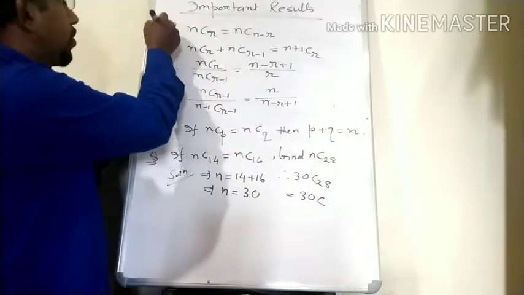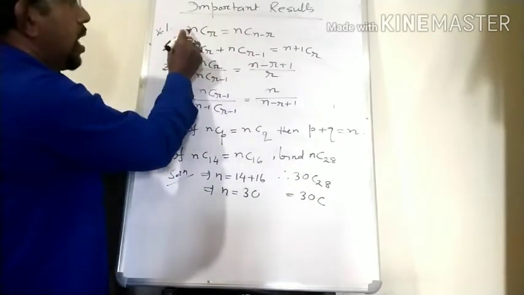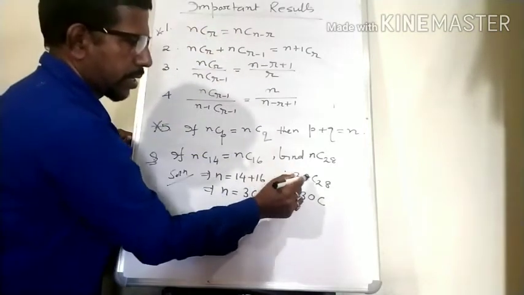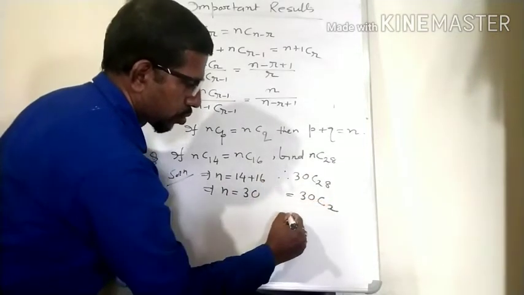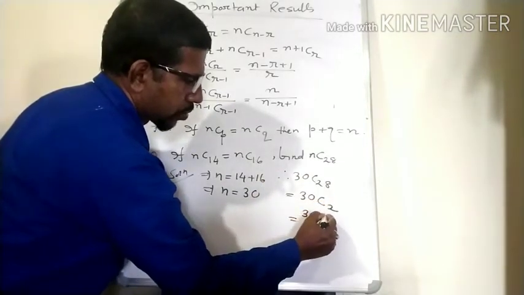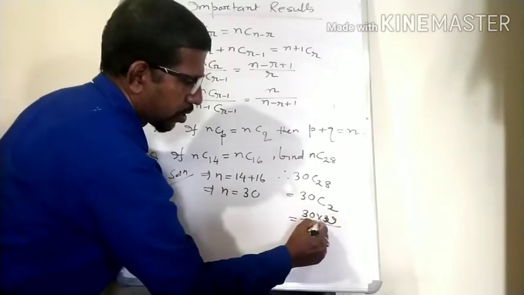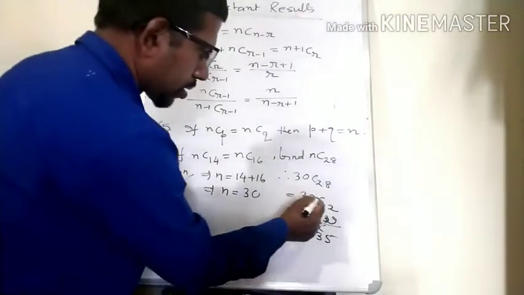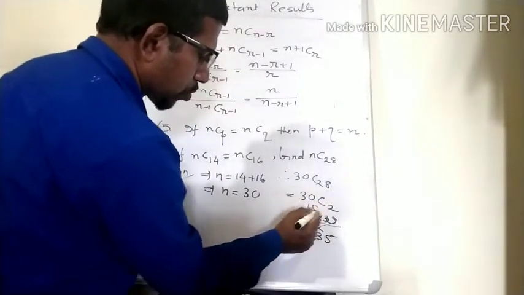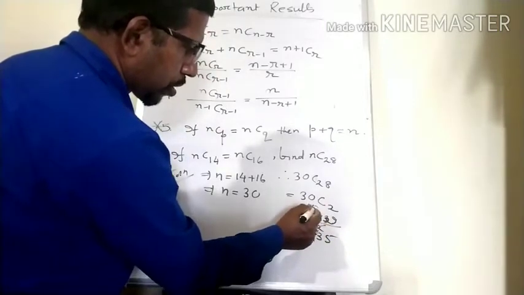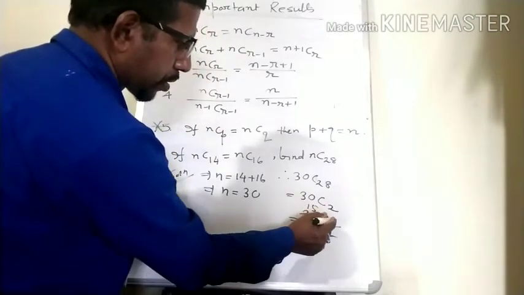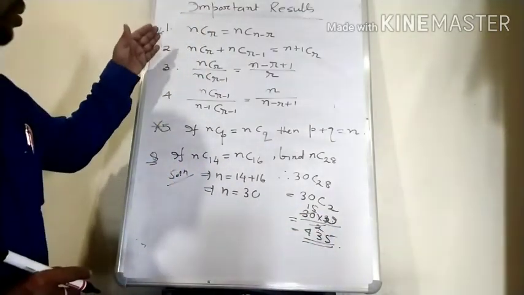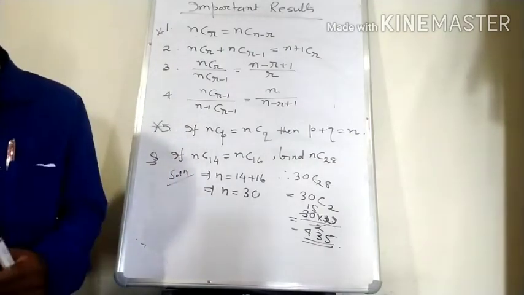Again, with the help of important result number 1, we can reduce nCr equal to nC(n minus r). You can reduce the number. 30 minus 28 is what? 2. So we can easily find 30 into 29 divided by factorial 2. So the answer, 30C2, will be 30 into 29 by 2. If we reduce, 15 into 29, if you multiply, it will be 435. So with the help of the results, we can easily solve many problems.